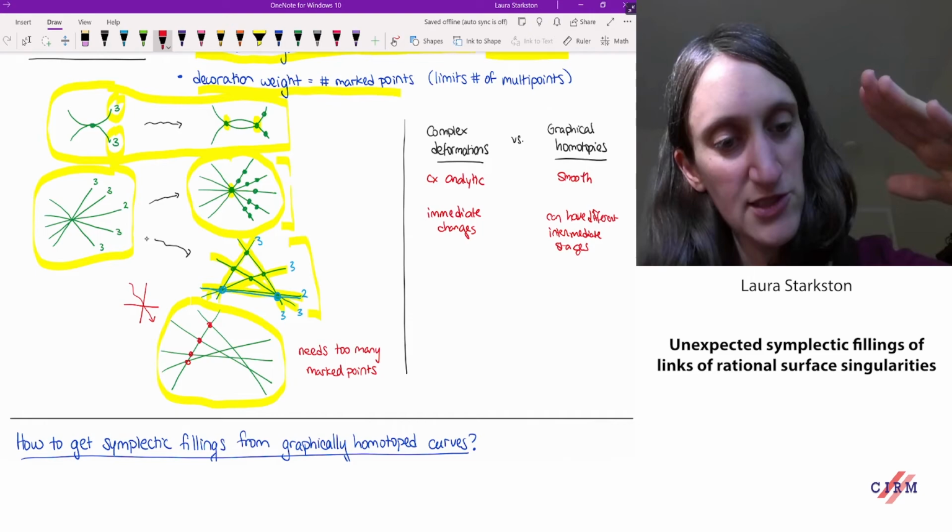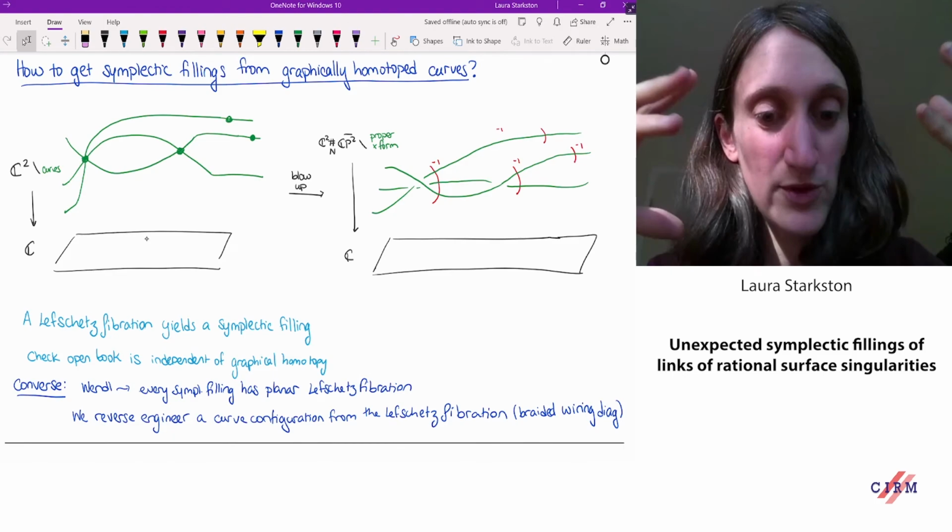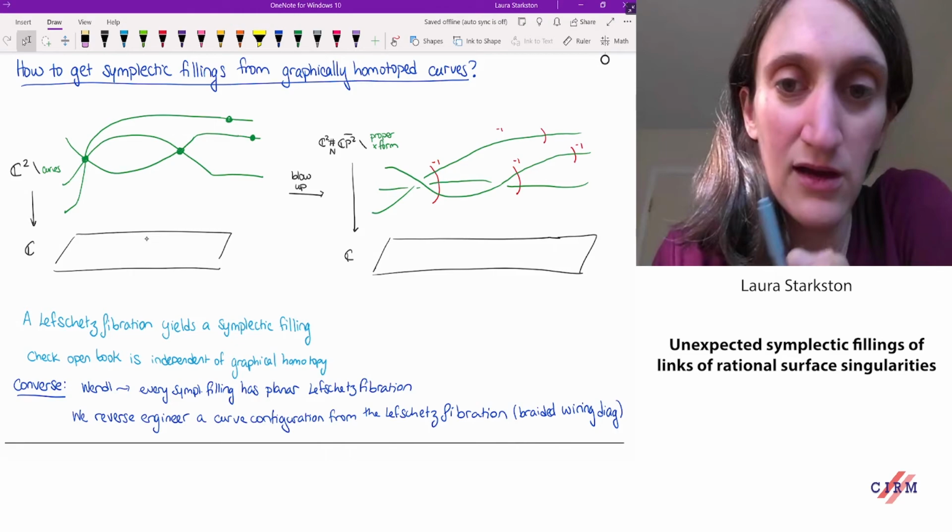So maybe just the final piece of information is how do we prove this correspondence between symplectic fillings and these graphically homotoped curves? In Guillaume van Straten, they're really using algebraic geometry and the full power that you get from the complex equations that describe the smoothings. Whereas we have a very different set of tools available in the symplectic setting. But so the one direction, to get from a graphically homotoped curve to a symplectic filling, the way that we see a symplectic filling is using the Lefschetz fibration.